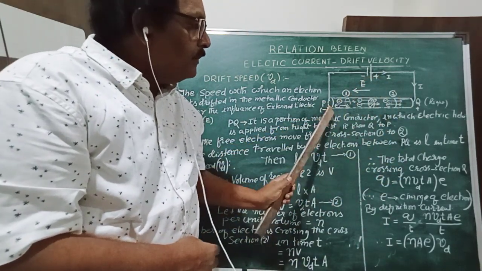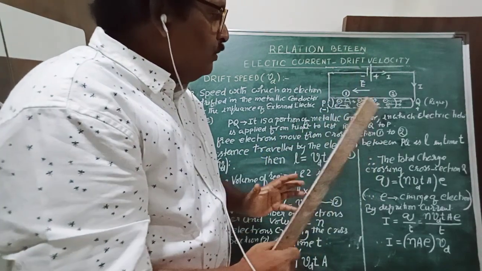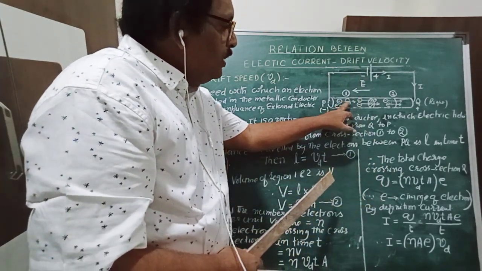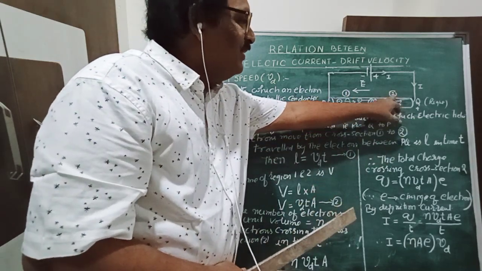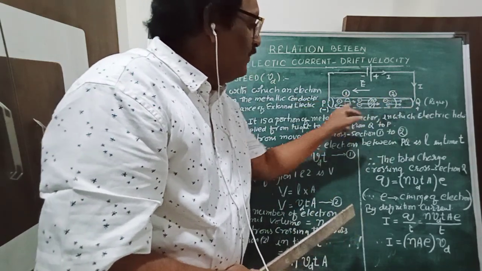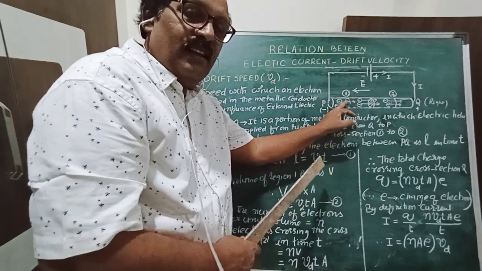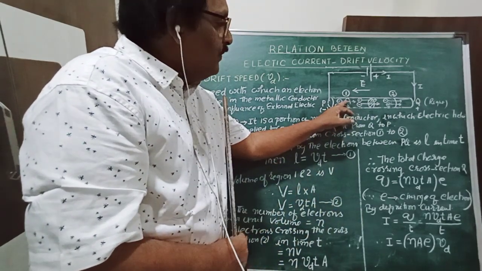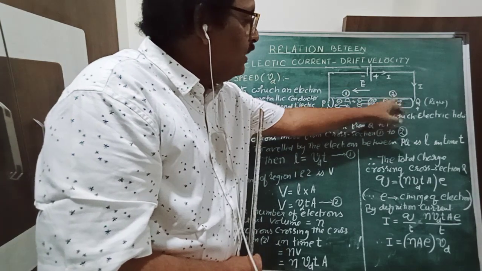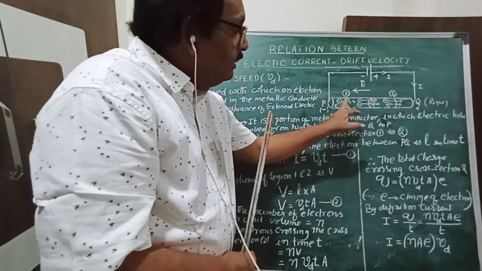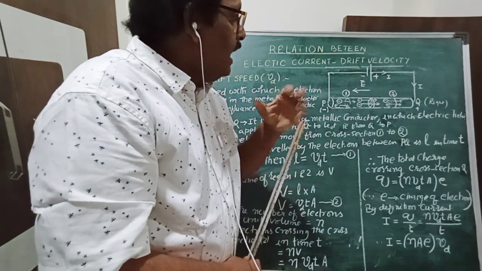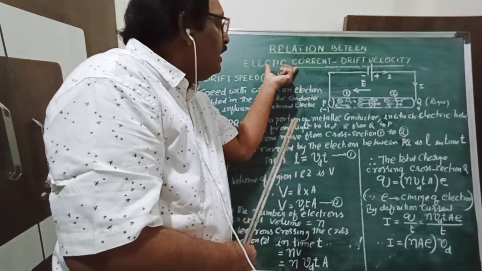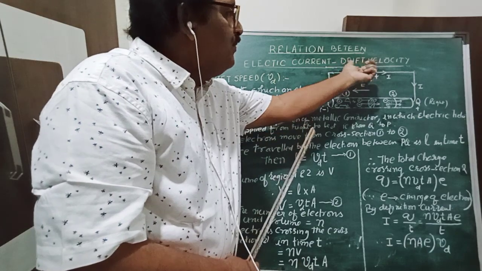The electrons are now drifting towards the positive electrode. So as a matter of convenience, what I am going to do here is, I consider two cross sections, cross section 1 and cross section 2, within this conductor. The first cross section is 1, the second cross section is 2. I wanted to calculate the current that is flowing between these two cross sections. That is my aim. And I am going to establish a relationship between electric current and this drift speed.